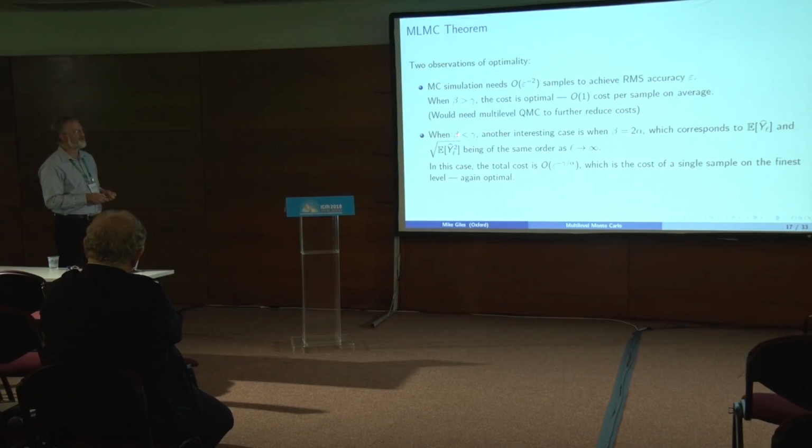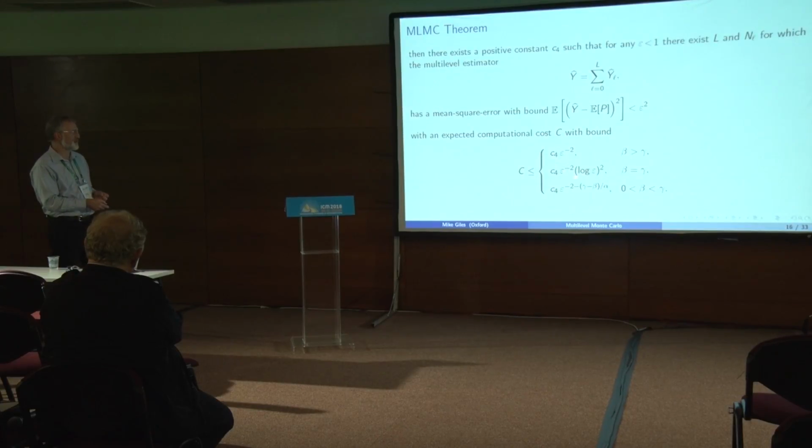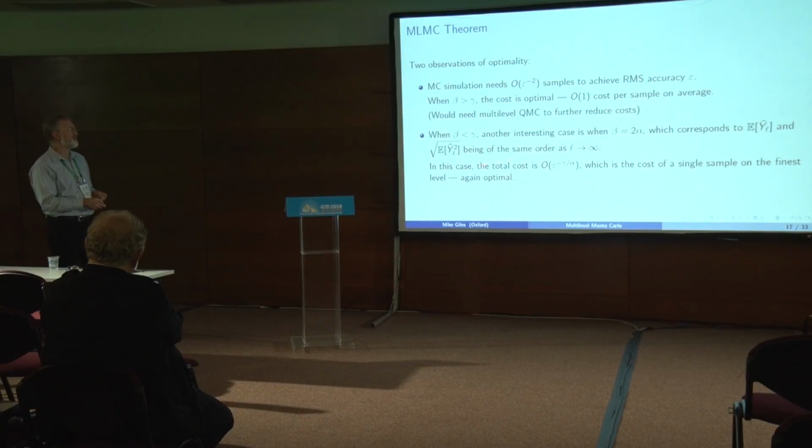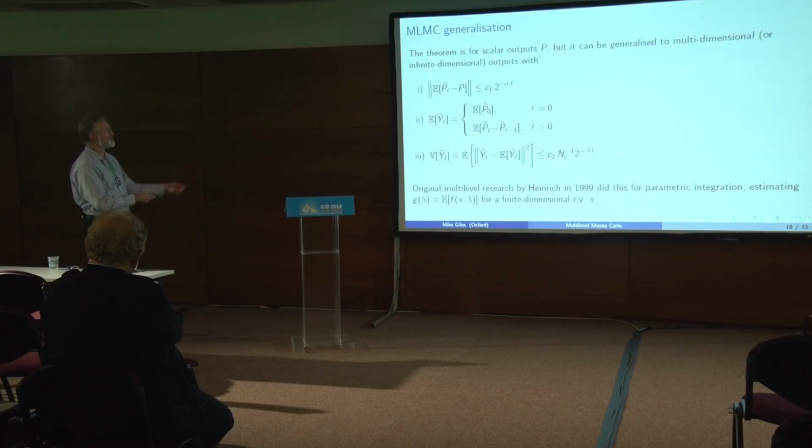Another interesting case when beta is less than gamma is that in a number of applications we have beta equals 2 alpha. And when beta equals 2 alpha, this beta over alpha here cancels the 2, and so we end up with the cost being of order epsilon to the minus gamma over alpha, and that corresponds to the cost of a single calculation on the finest level of resolution. And so again, you can't do better than that. Okay.